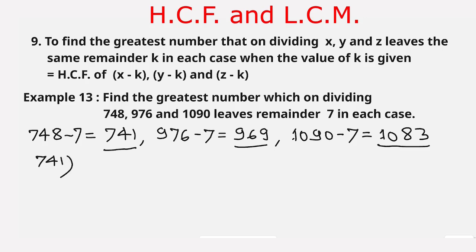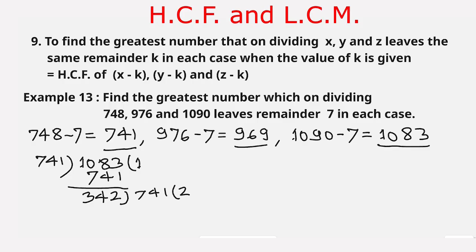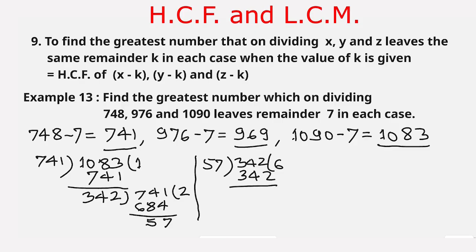We divide 1083 by 741. It divides one time. 1083 minus 741 is equal to 342. Now 342 divides 741 two times. 342 multiplied by 2 is 684. 741 minus 684 is 57. Now 57 divides 342 six times. 57 multiplied by 6 gives us 342 and the remainder is 0.